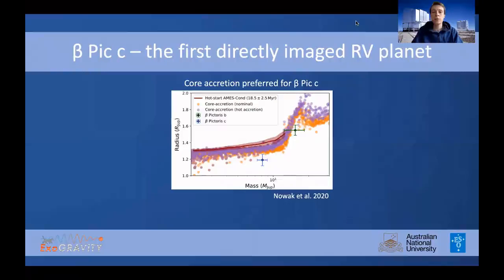We can then compare our results to models of young substellar companions. Given the precise dynamical mass estimate and the radius from atmospheric modeling, it seems like Beta Pictoris C, shown by the blue dot, is in better agreement with the formation by core accretion than gravitational instability, since the latter predicts too large radii, as shown by the hot start AMES-Cond models in red.